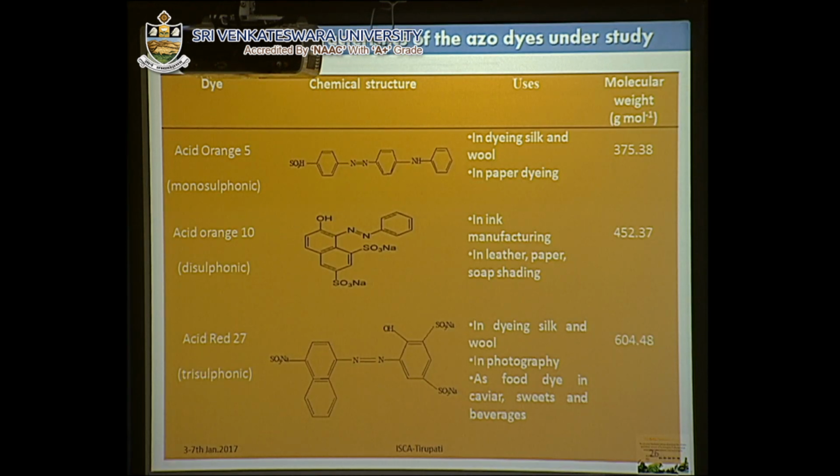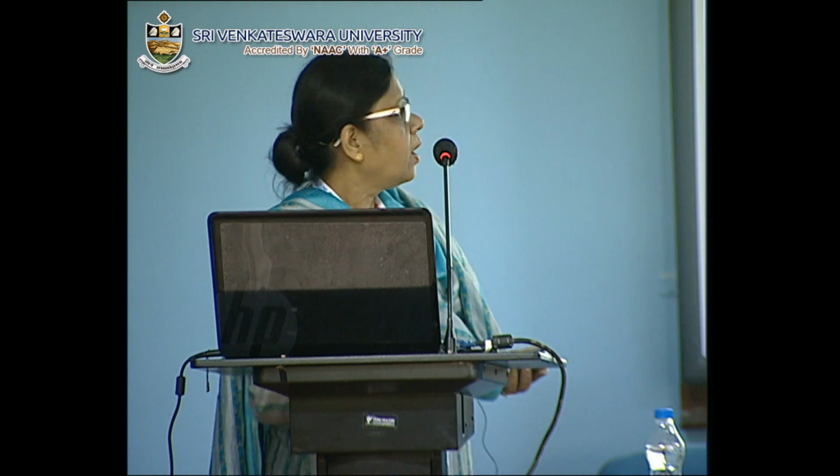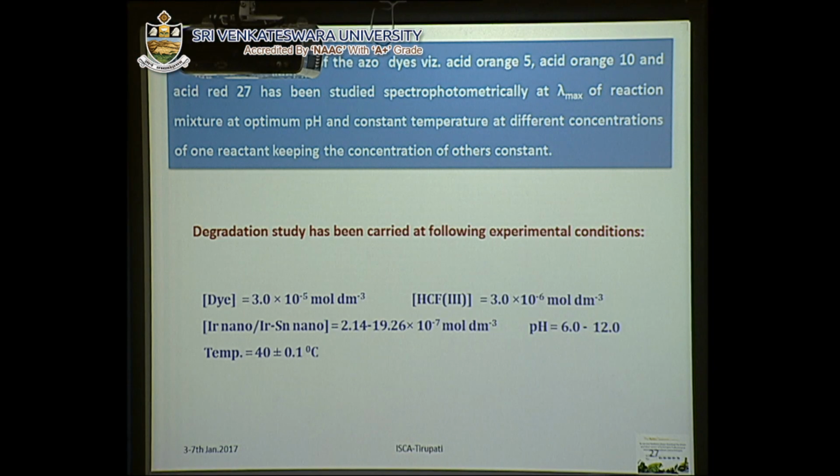And we have selected 3 dyes. One is acid orange 5, another is acid orange 10, and the third is acid orange 27. One is monosulfonic, the second is disulfonic, and the third is trisulfonic. The oxidation kinetics of the azo dyes has been carried out kinetic spectrophotometrically at the lambda max of the reaction mixture at optimum pH and constant temperature, at different concentrations of one reactant, keeping the concentration of the others constant. And these are the conditions which are set for the experiment.